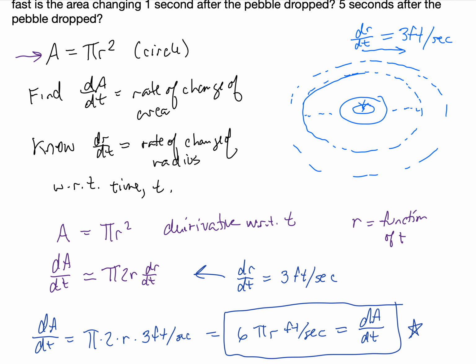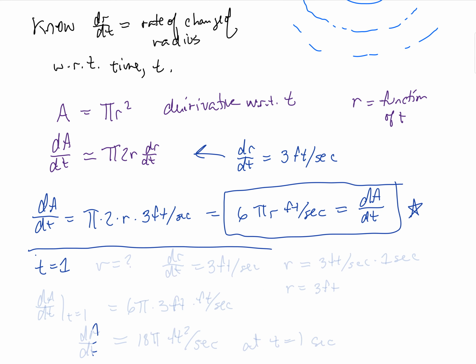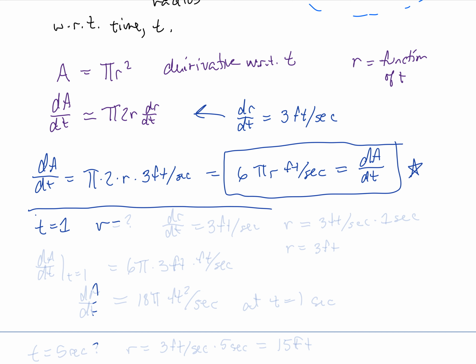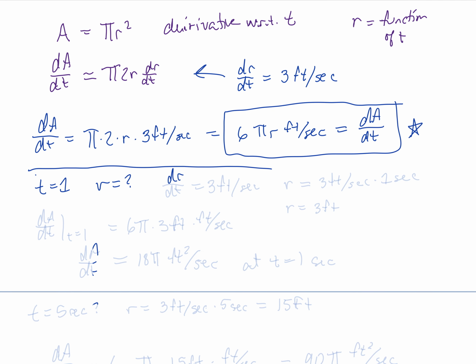Next, it asked about what happens at time t equals 1. Well, at time t equals 1, we have to figure out what the radius is equal to. And as we said, dr dt is 3 feet per second.